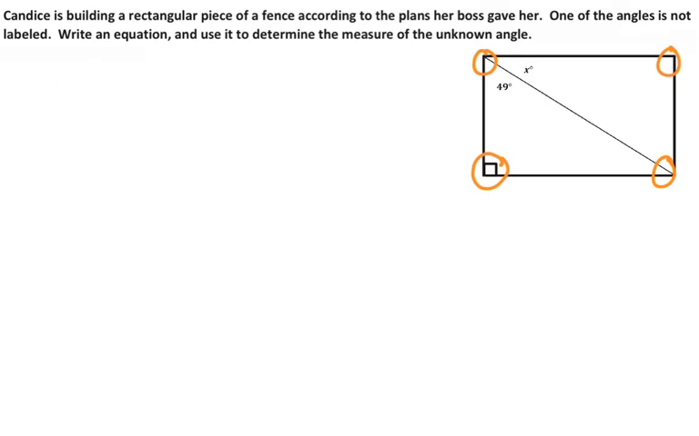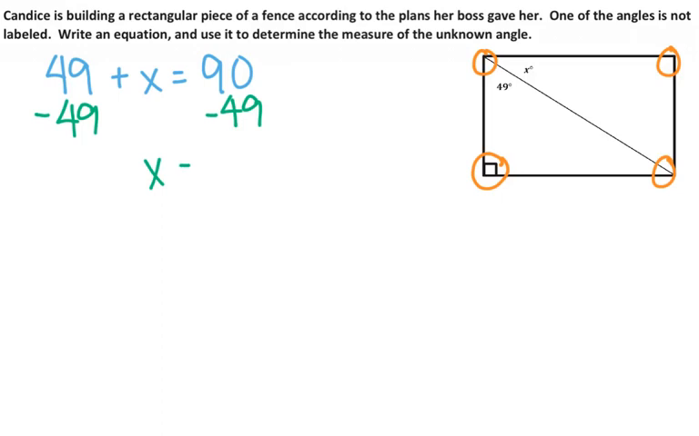So our equation can be written as 49 plus x is equal to 90. Subtract 49 from both sides. X is equal to 41 degrees, so our missing angle is 41 degrees.